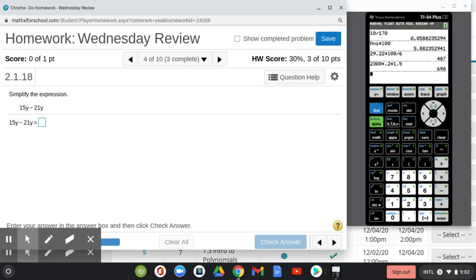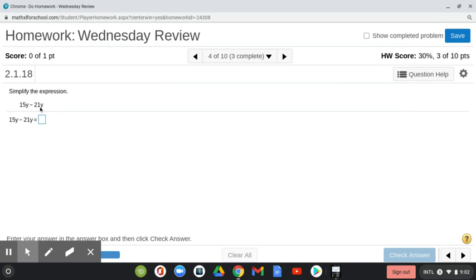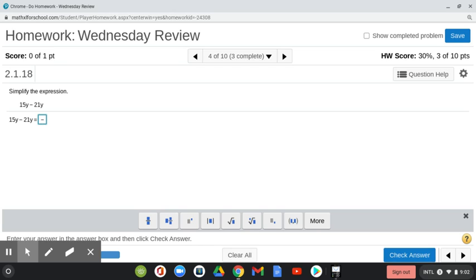Number 4, we want to simplify. I have like terms, so I can just combine the coefficients. So 15 minus 22 is negative 6, and that's negative 6y's.